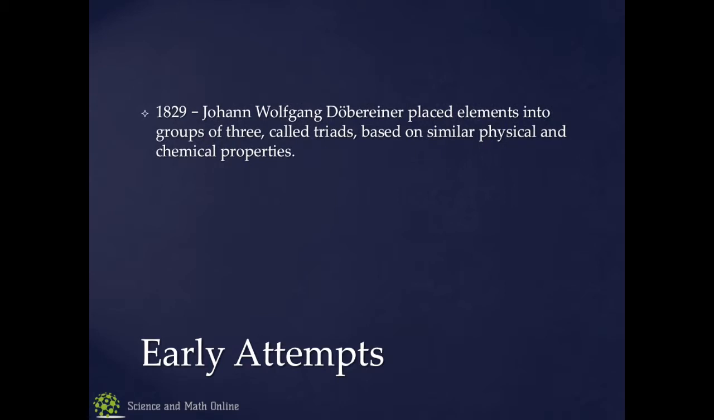Because remember, atomic number doesn't come along until Chadwick in the 1920s, and so that's not really helpful 100 years before then. So in 1829, Döbereiner, or however you would say that in German, not my best language, placed the elements in groups of three called triads, based on similar physical and chemical properties. That's going to be the theme: scientists noticed that certain things reacted or behaved similarly, and they wanted to look at that.